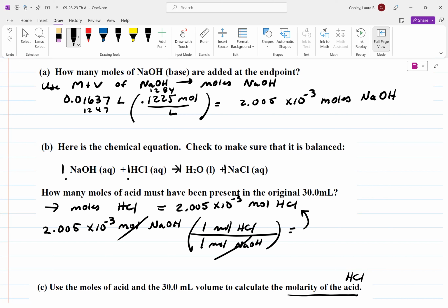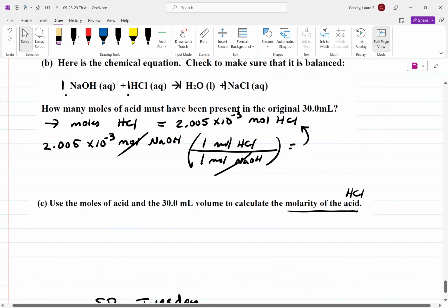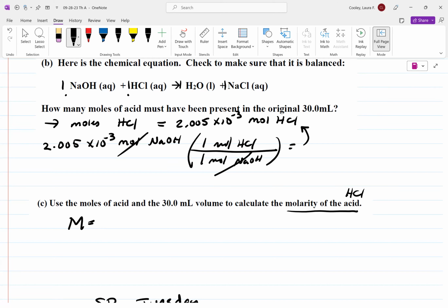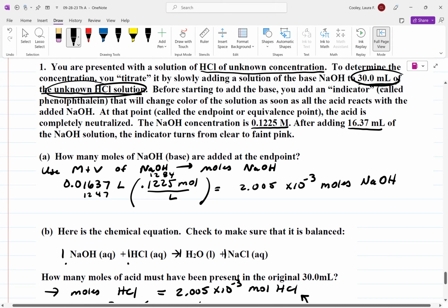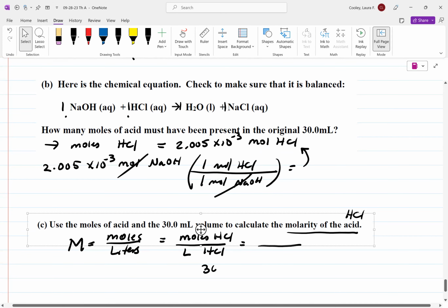So now all you have to do is get the molarity. How do you get the molarity now? What's the definition of molarity? Say it loud. That's right, moles over liters. So it's the moles of the HCl over the liters of the HCl. I write that because there are 2 different volumes in this problem. And for the HCl, if you look at the information that was given, it's 30 milliliters of an unknown HCl solution. So what's that in liters? 30 milliliters. I didn't hear the answer, but that's the answer.